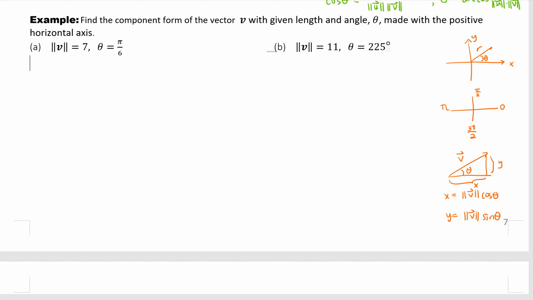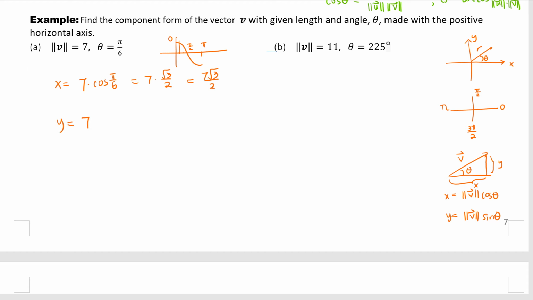Okay, so let's see here. So x is 7 times cosine pi over 6. What is pi over 6? Well, the cosine graph starts with 1. This is pi, and this is pi over 2. Pi over 6 is right here. And what do we get? This is 7 times root 3 over 2. So 7 root 3 over 2.